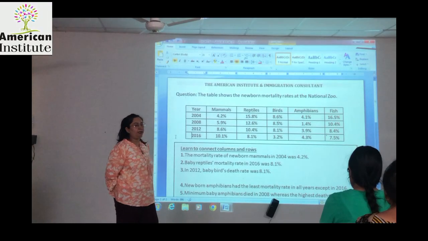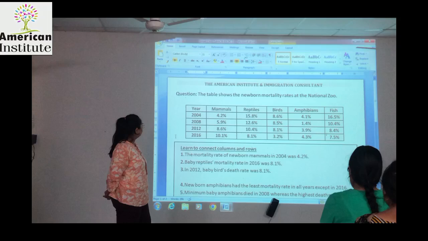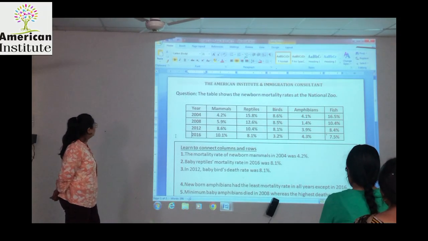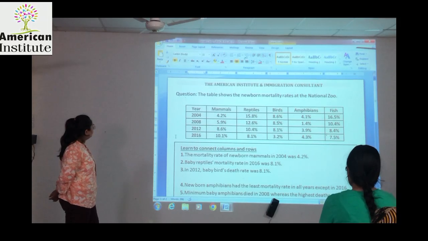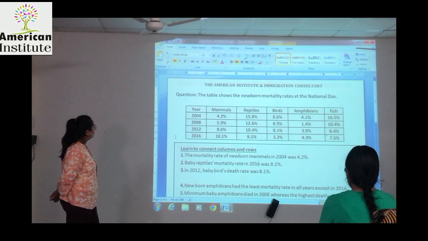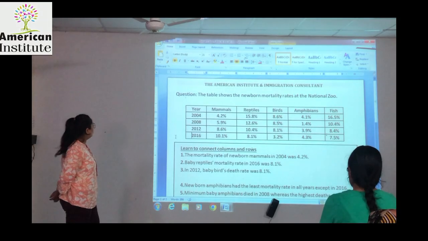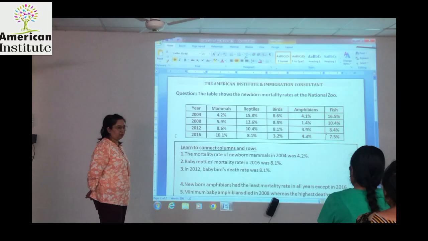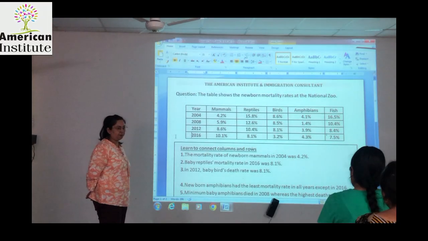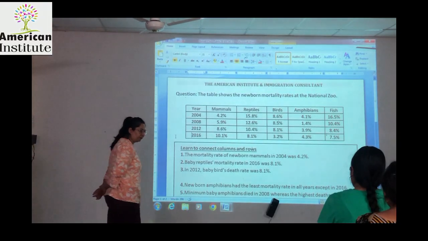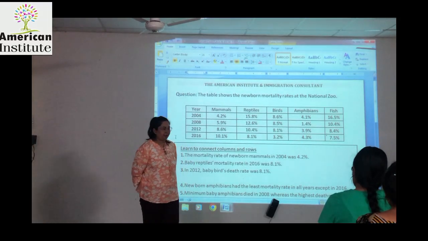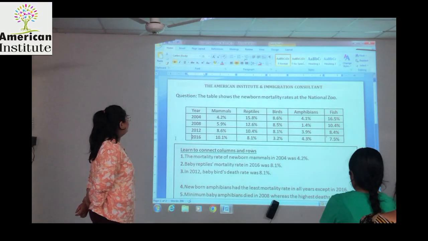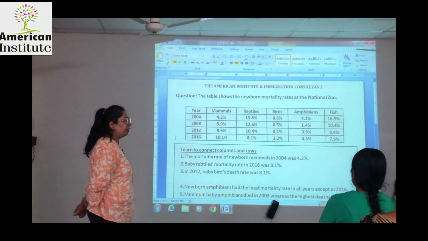In this lesson we are going to discuss the table chart, that is Task 1. Okay beta, so look at the introduction. Question number 1. The table shows the newborn mortality rates at the National Zoo. So in this table we are given 4 years and 5 species. Okay beta, so what is the mortality rate? Death rate, very good. So mortality rate is the death rate. So they have given the death rate of 5 species in 4 years.